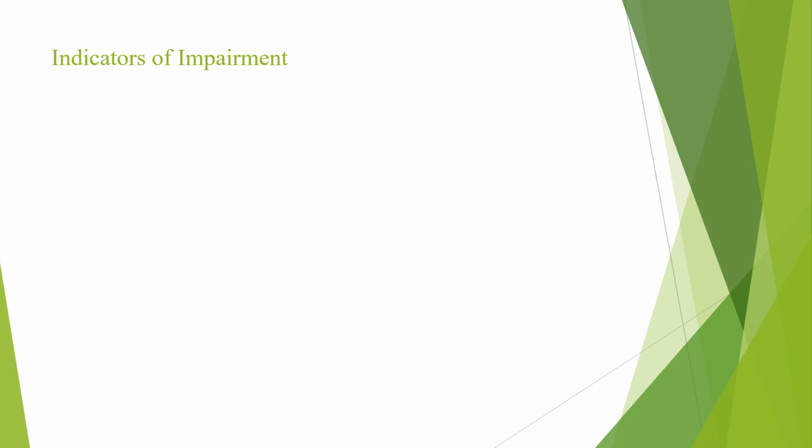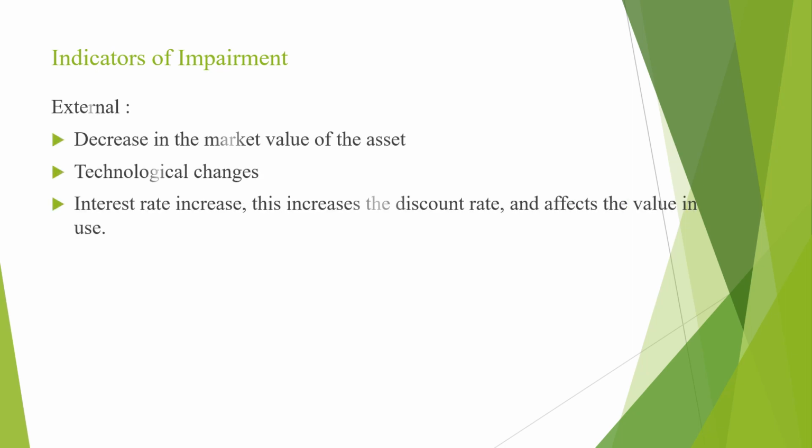Okay. Now, let's go to the next topic: indicators of impairment. There are external factors which indicate that an asset might be impaired. What are these? There could be a decrease in the market value of the asset. There could be technological changes. For example, whenever a new iPhone is introduced, the value of the previous version deteriorates. So that could be impairment, right?